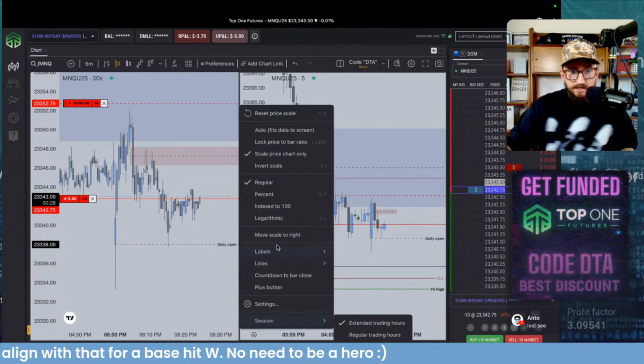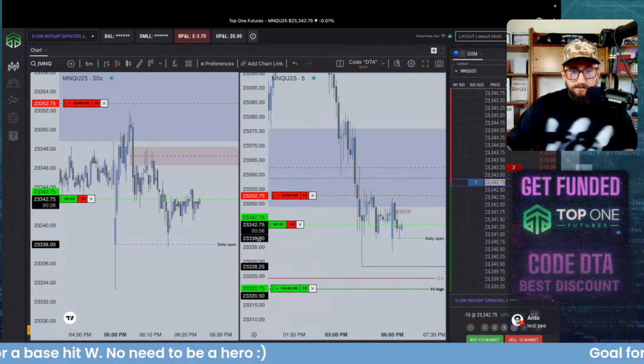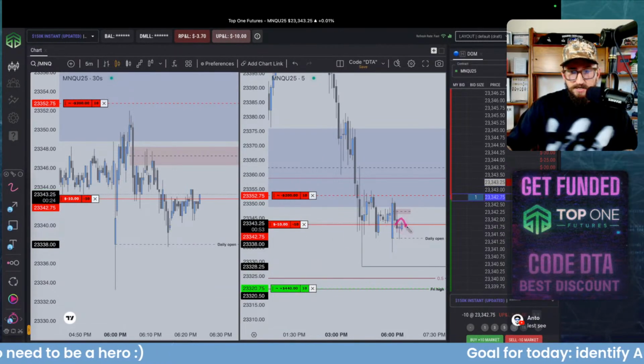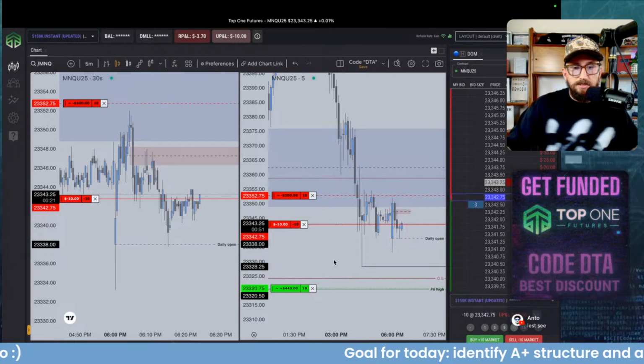See, on the 5 minute it would be nice if it closed a little weak. You have 50 seconds on it. I would like to see maybe a tail right here, a topping tail, but it doesn't look like we're going to get it.